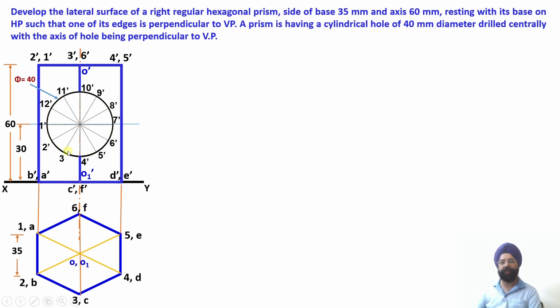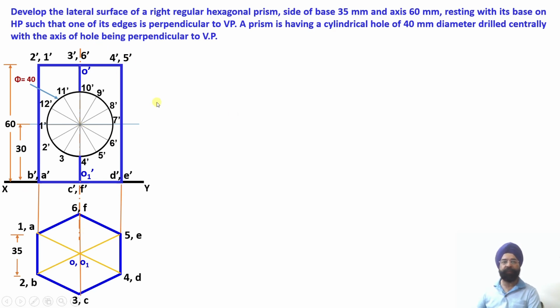So the circle has been divided into 12 equal parts so that I can get more number of points on the development, and the better projections or the better preview of the true shape can be obtained in the open pattern which will be obtained over here, right? So this is the location of the hole. So with this, the front view has been completed.